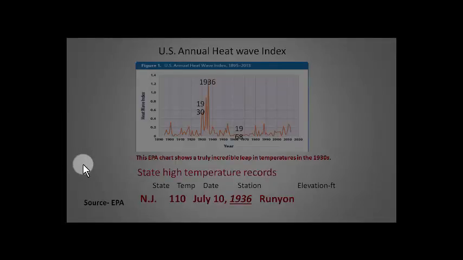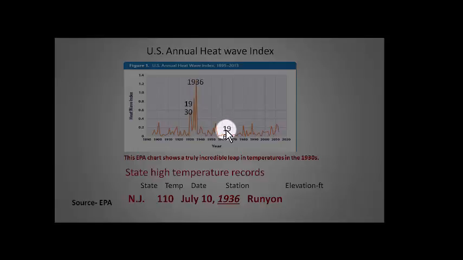This Environmental Protection Agency chart shows the United States heat wave index. Note the spike in 1930 and the higher spike in 1936, and how cold it was in the 60s and early 70s. The highest temperature ever recorded in New Jersey was 110 degrees on July 10, 1936, which conforms with this chart, but not with Broccoli's.